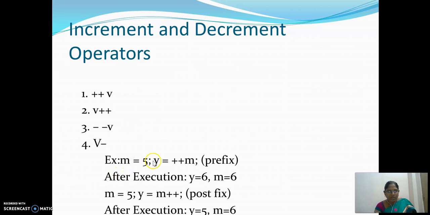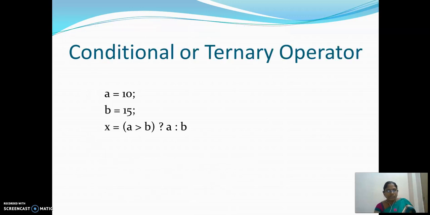See here, M is equal to 5, Y is equal to plus plus M. After execution, what is this M value? 5. Plus plus 5 is 6. Y will be 6 and M is also 6. If it is post-increment, then first the value of M will be assigned to Y. That means Y will become 5 and M will become 6. The same way for decrement also.